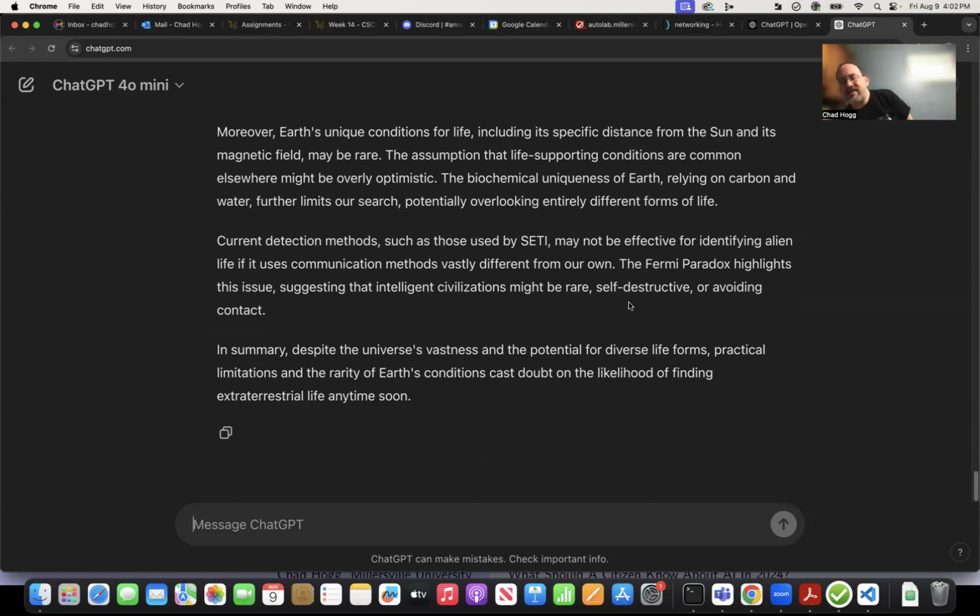Furthermore, it's not just knowledge about the world that it has, it seems to understand how to put sentences together. I can read the sentences here and they actually make sense. Something like, current detection methods, such as those used by SETI, may not be effective for identifying alien life if it uses communication methods vastly different from our own. That's a good sentence. It also is relevant to the query I gave it. So it seems to understand the domain of the knowledge I'm asking for.